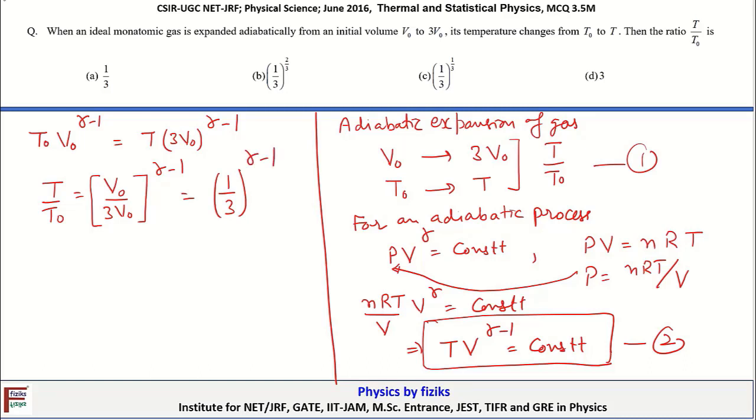But now we are not yet at the final answer, so let me call this result equation 3. Now we are given a monatomic gas.